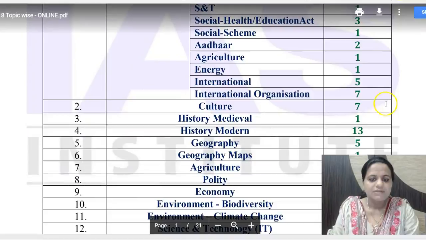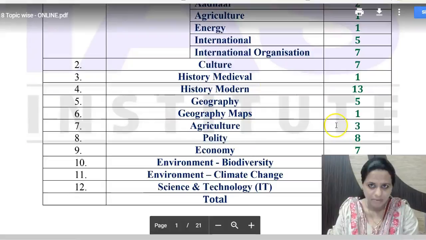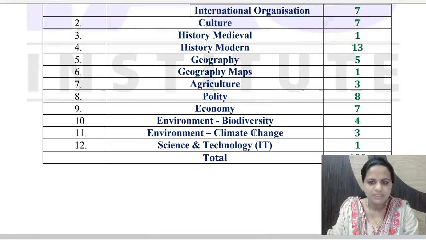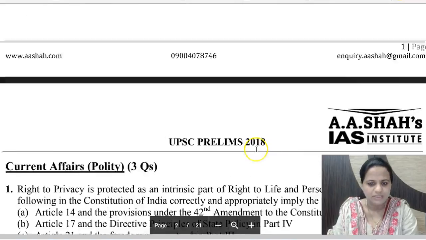From culture, there were 7 questions. The static part, history, medieval, modern, even geography, a map based question had also come. So this is the segregation as such in brief. I will see the detail of this too. So here you can see.